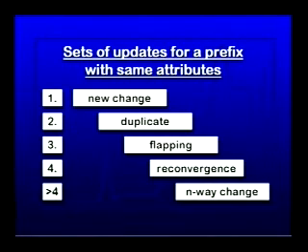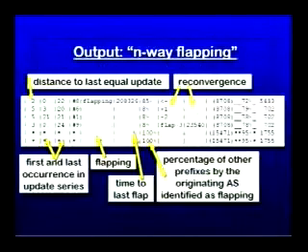And this withdraw is replaced by an alternative route, that's number 3. And after the repair of the failure, the best path becomes available again, so that's number 4. And so number 1 and number 4 have equal sets of attributes, and so number 4 would be called a reconvergent change. So the output of our tool reflects this by calculating the distance to the last equal update.